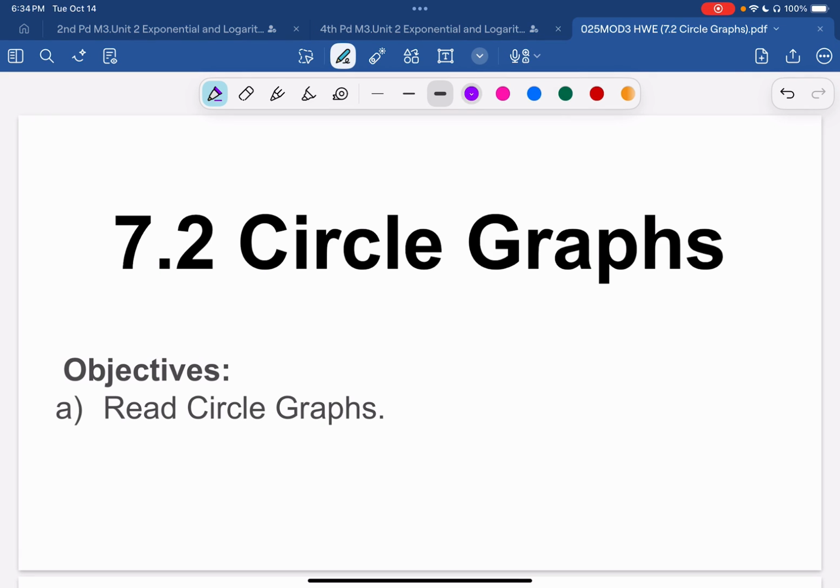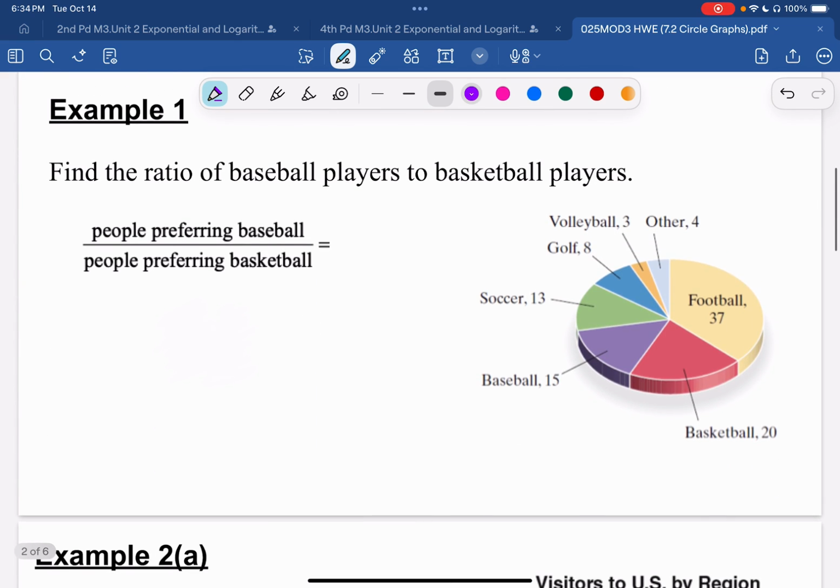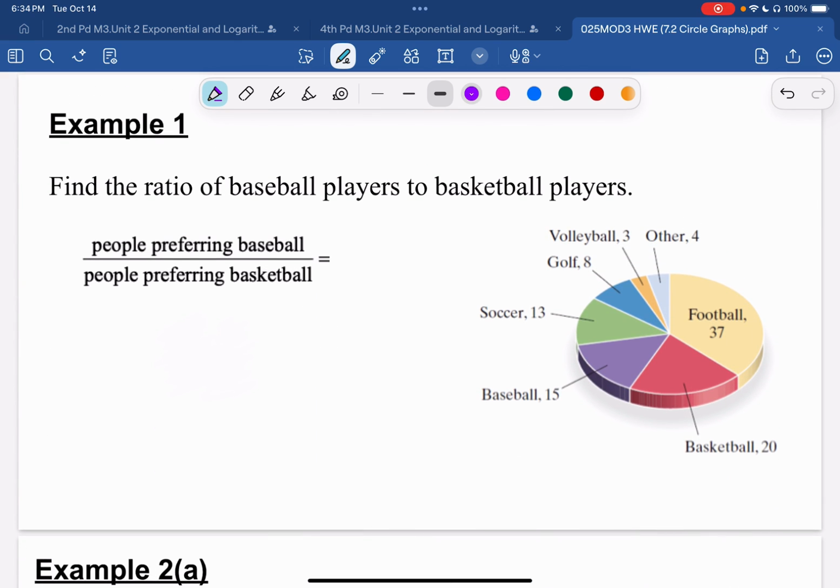In this video, we're going to look at how to read circle graphs. Example 1 asks us to find the ratio of baseball players to basketball players. So when you're looking at a circle graph, you'll be able to compare based on the size of the slices. They'll give you information. Sometimes they'll give you actual values of how many. A lot of times, circle graphs will give you percentages.